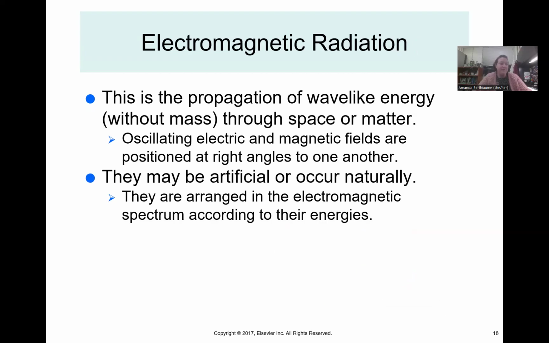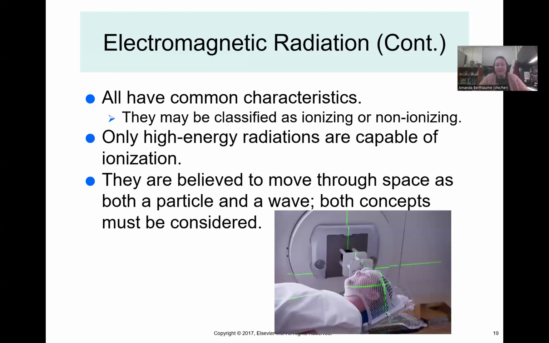And the propagation of wave-like energy is electromagnetic radiation. We know about electromagnetic radiation. That's what a lot of dental X-rays are, or microwaves, right? So it's oscillating electric and magnetic fields positioned at right angles to one another. And they have common characteristics. They might be ionizing or non-ionizing. They might have different size wavelengths. And so that really will determine the type of radiation and how strong it is moving through.